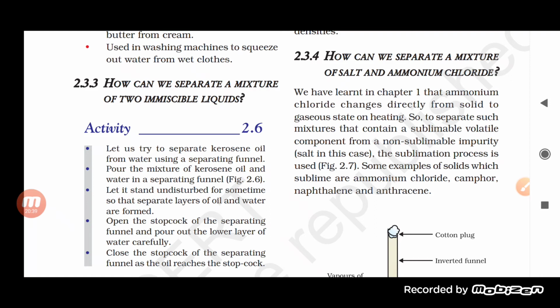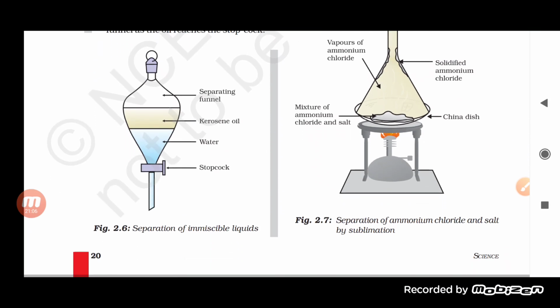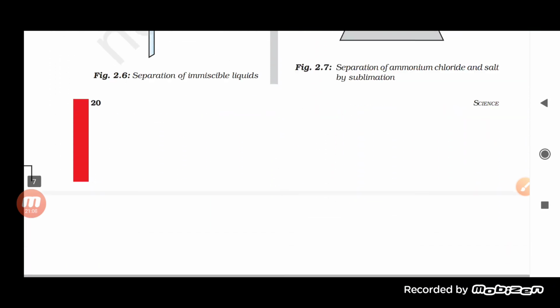Let us try to separate kerosene oil from water using a separating funnel. Pour the mixture of kerosene oil and water into a separating funnel. Let it stand undisturbed for some time so that separate layers of oil and water are formed. Open the stopcock of the separating funnel and pour out the lower layer of water carefully. Close the stopcock as the oil reaches the stopcock.